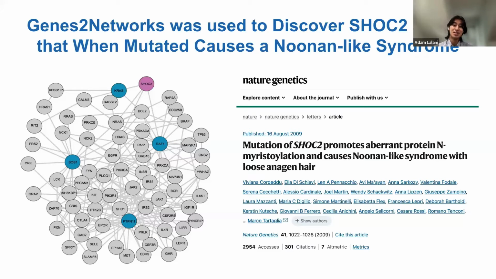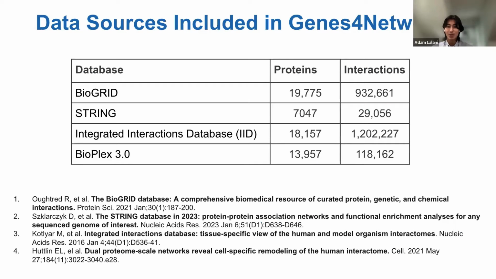SHOC2 was sequenced in 110 patients that had Noonan syndrome or Noonan-like syndrome, but did not have mutations in the previously 4 known Noonan genes. This was all, of course, done before exome sequencing was available. Now, let's get back to Genes4Networks.